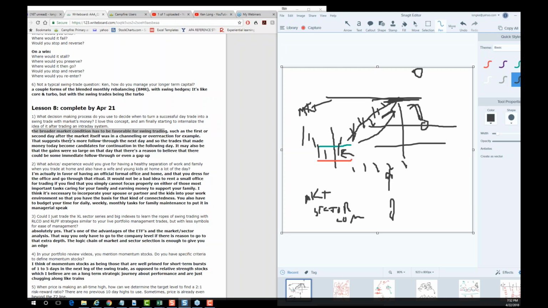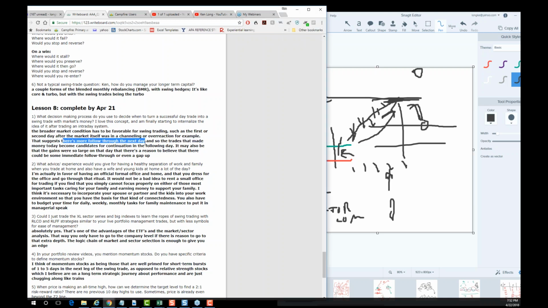So what we're looking for is a suggestion that there's more follow through on the next day. And so the trades that made money today could become candidates for continuation. And what you're really hoping for was a large move today, so that a guy who saw that with end of day data puts in a market buy at open, which might give you a favorable gap.